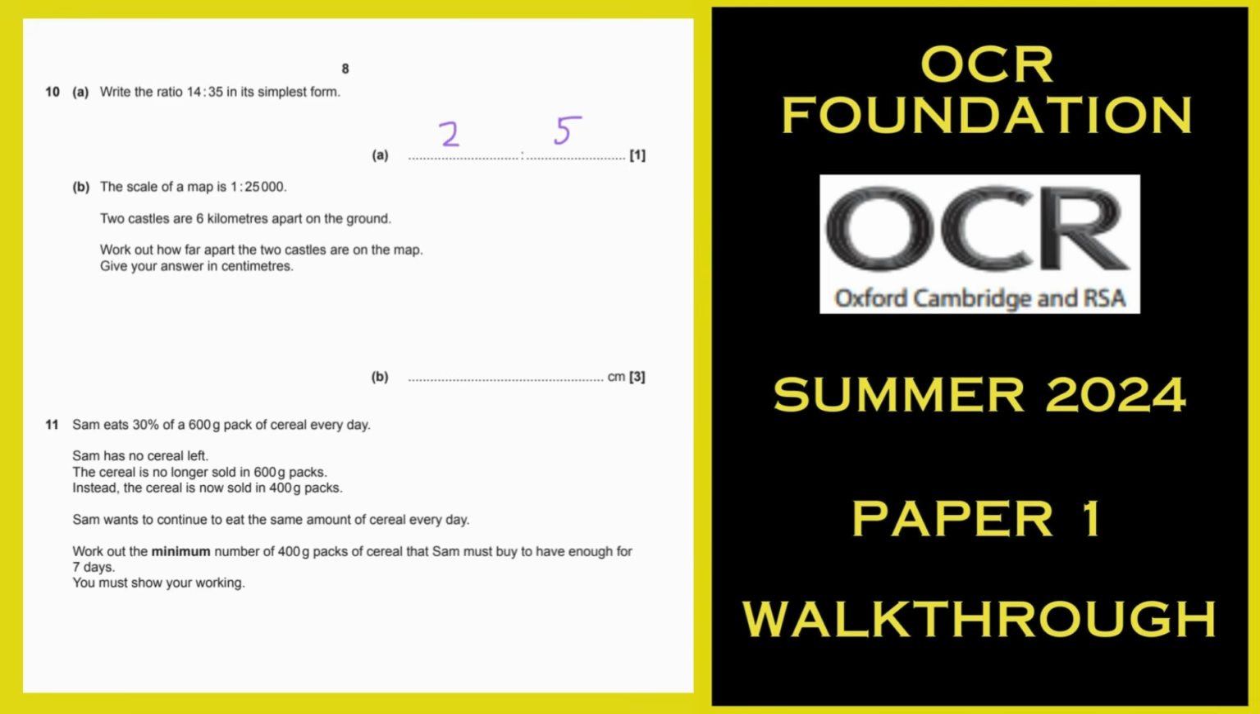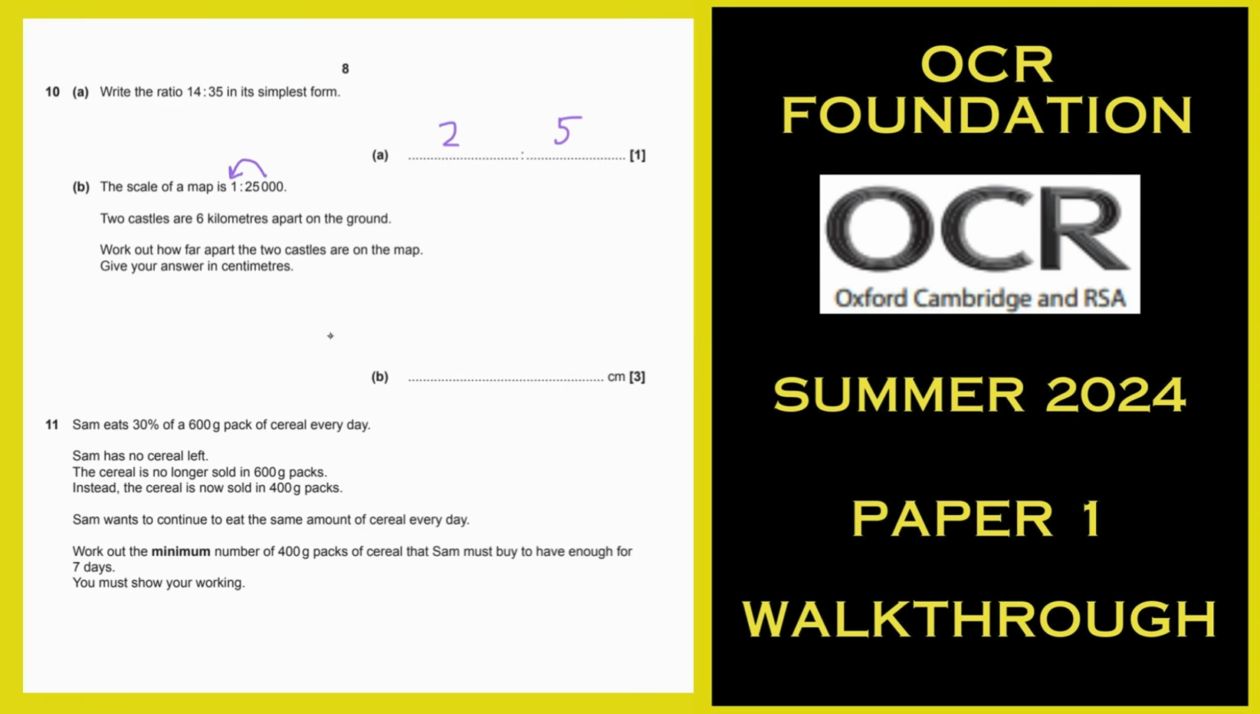Part B, ratio but also scale. Now it's one of those scales where they haven't included the units. So it's just 1 to 25,000. 2 castles are 6 kilometers apart. Straight away, 6 kilometers is the real. We are going to need to go from 6 kilometers.